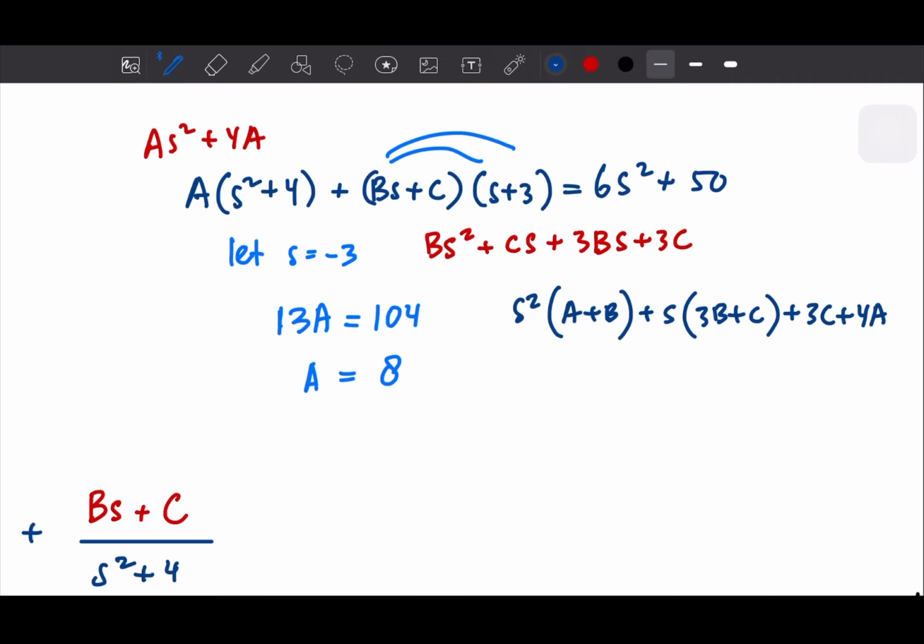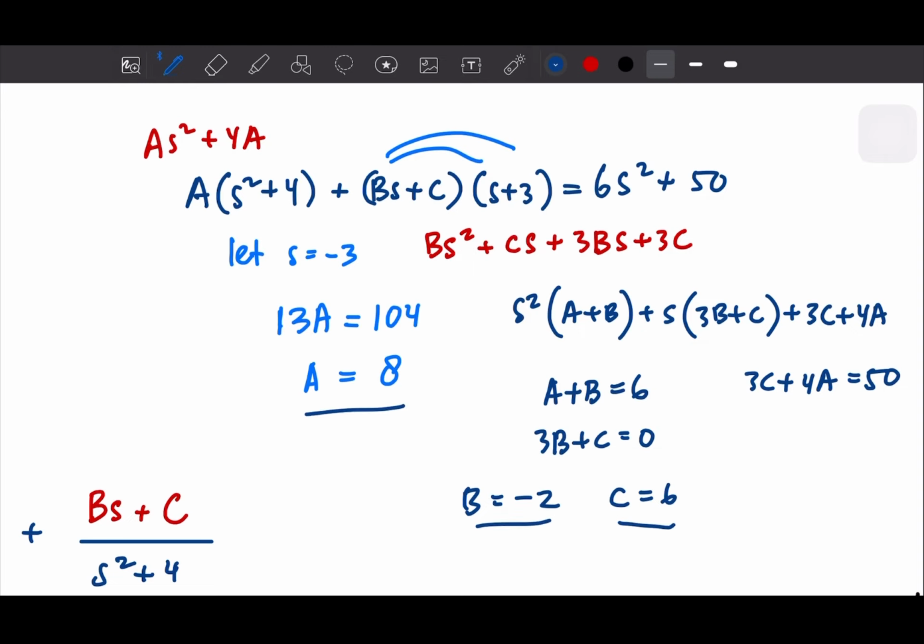So a plus b is 6, and 3b plus c is 0. 3c plus a plus 4a is 50. I think we can get b. a is 8, so b is negative 2, right? And then c, since b is negative 2, c will be negative 6, yeah.